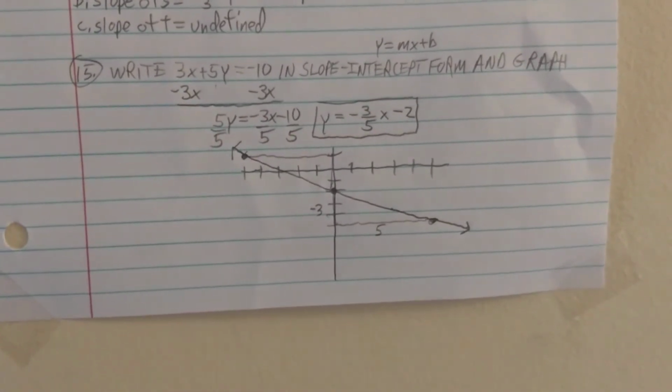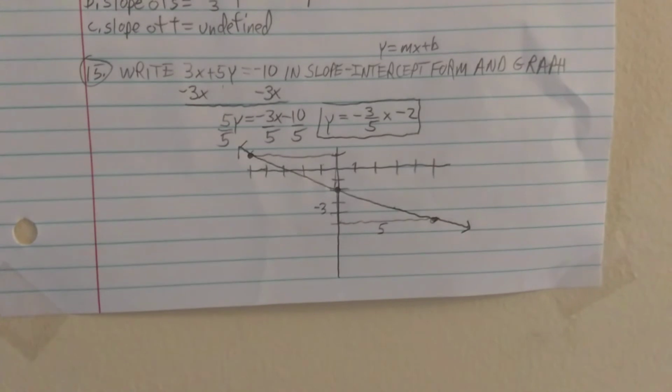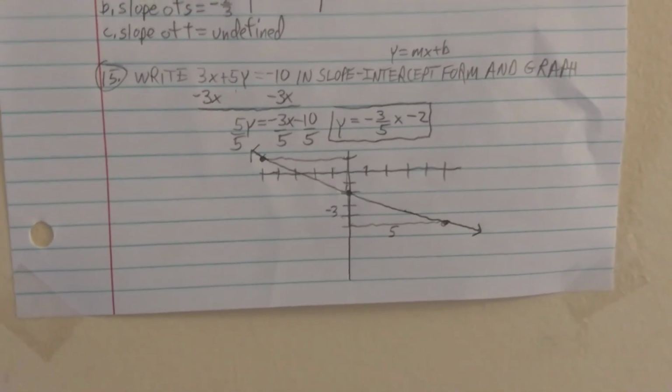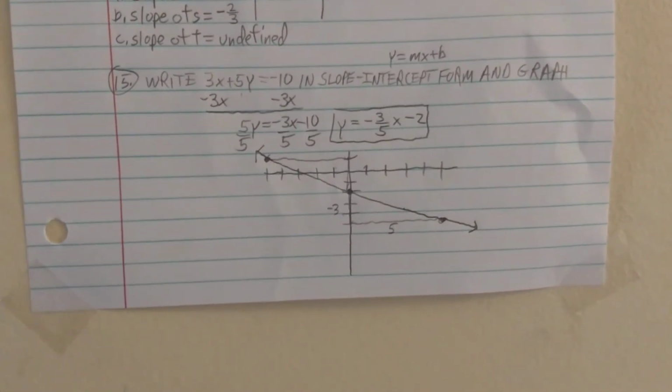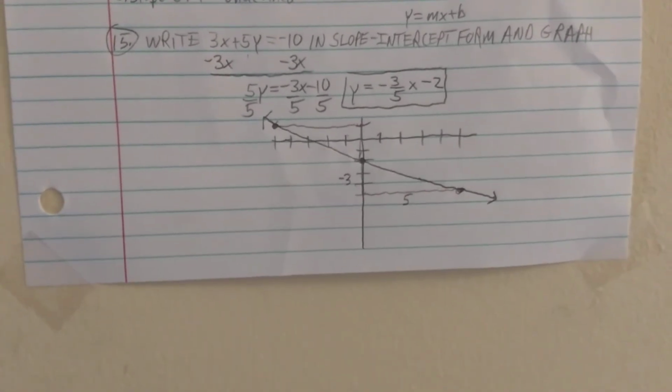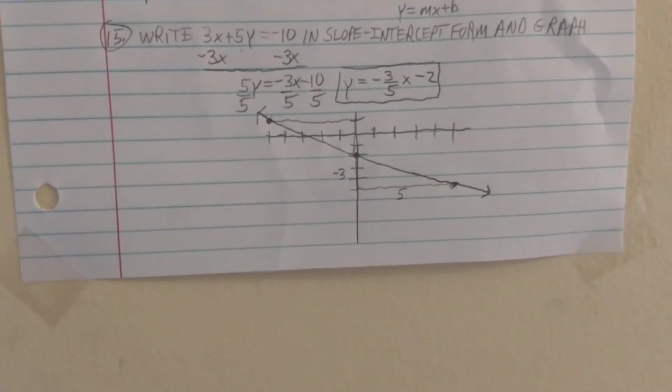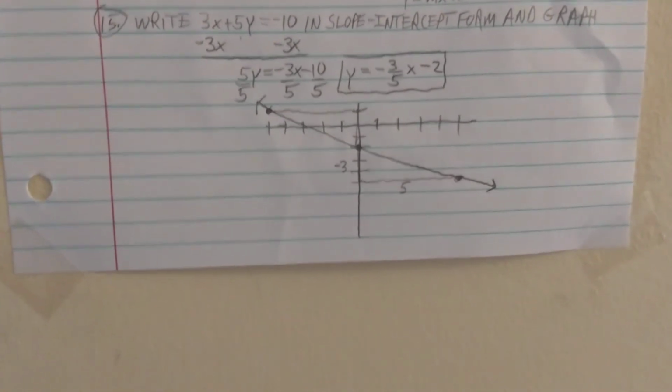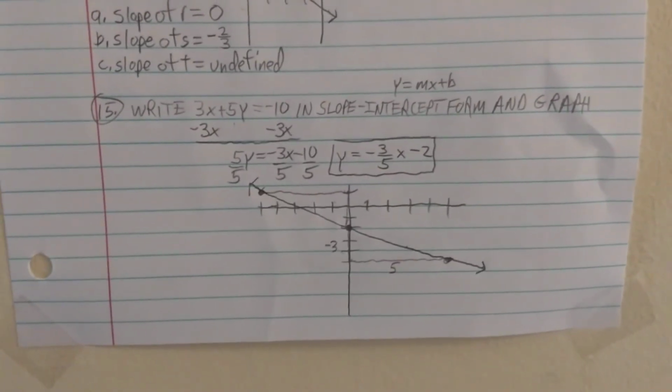Now the way we graph that is we go to the y-intercept of -2 and go down 3, right 5 to the next point, and go from -2 up 3, left 5 to the other point, and then we can get 3 points and make a nice line between those 3 points.